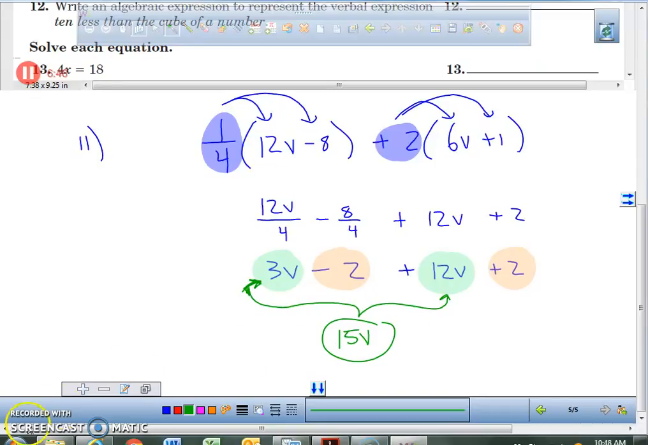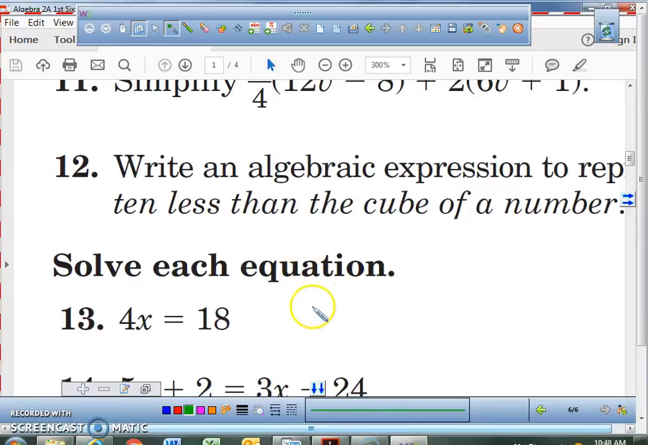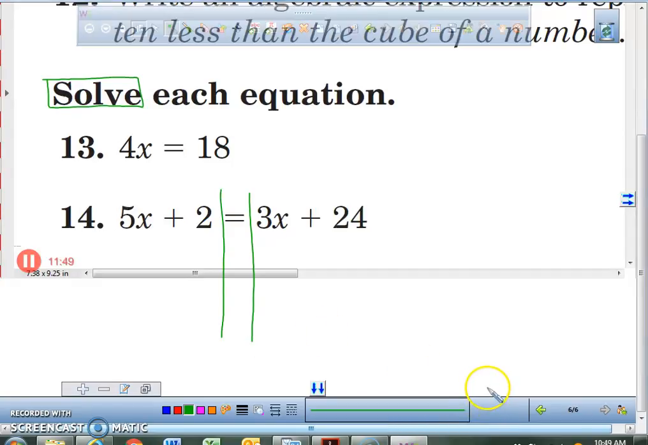Okay. So now I'm asking you to do something different. I'm not asking you to simplify. I'm actually asking you to do this thing called solve. Whenever you're solving an equation, you've got to get all of your variables on one side and all of your numbers on the other side. So, where do you want all of the x's? On the left side or the right? On the right?